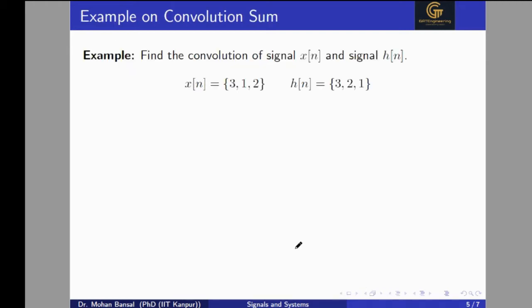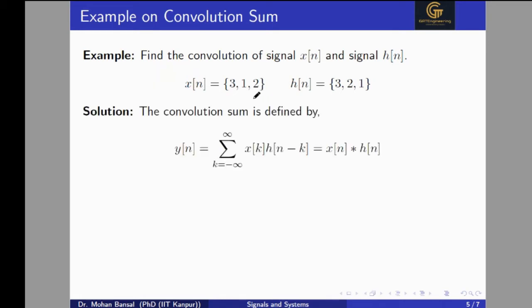Now we will solve one problem on the convolution sum. Here we are given the input signal x[n] and the impulse response h[n]. The input signal x[n] is 3, 1, 2, and h[n] is 3, 2, 1. Now we want to compute x[n] convolved with h[n]. This is the definition of the convolution sum. The signal x[n] is defined for n equal to 0, 1 and 2. Similarly, h[n] is defined for n equal to 0, 1 and 2.